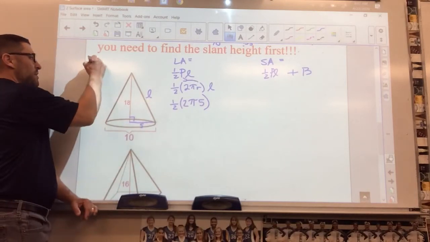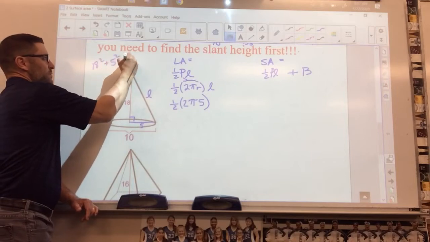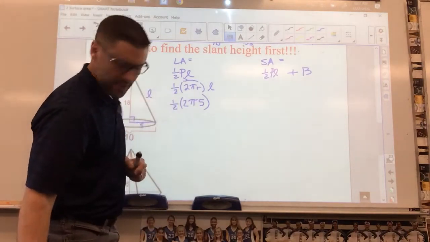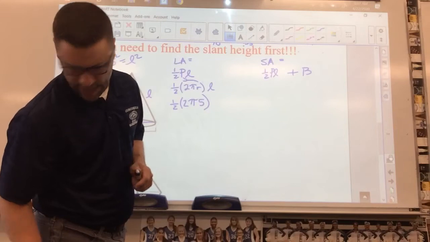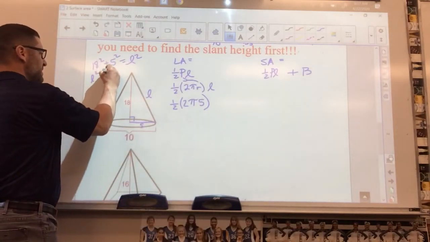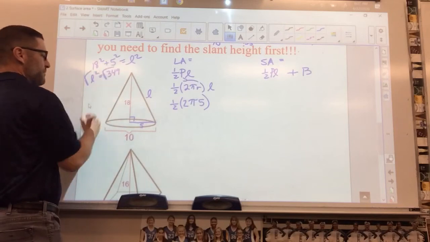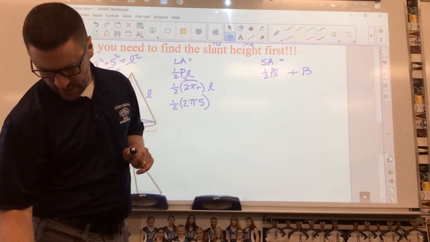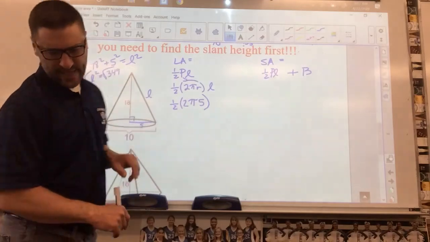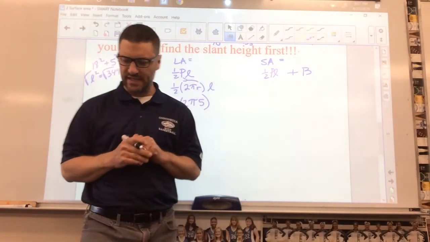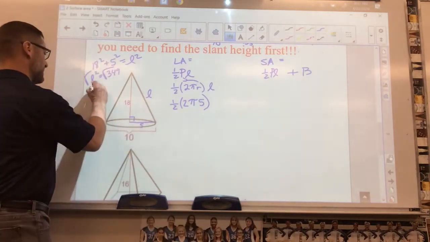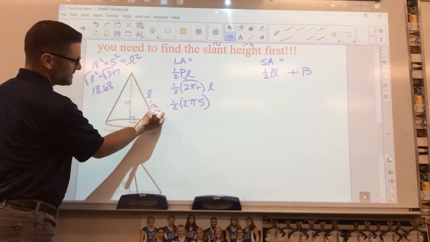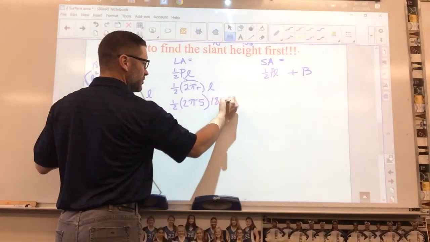It's the Pythagorean theorem. 18 squared plus 5 squared equals L squared. I got 349, so L squared is 349, and I will take the square root of 349. You could actually just leave it as the square root of 349 and carry out your exact answer, but for the purposes of this video, we'll take it down to a decimal. 18.68 is the slant height. That L value is 18.68, and I can plug that in here.